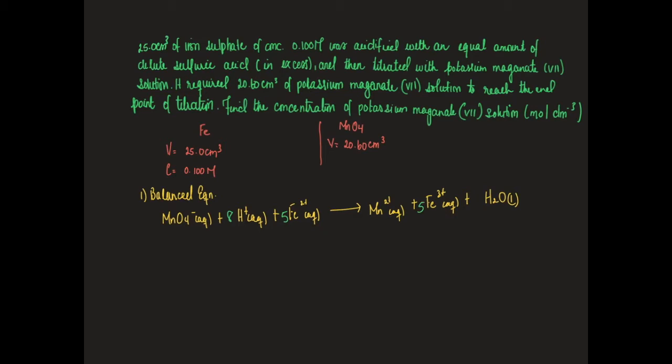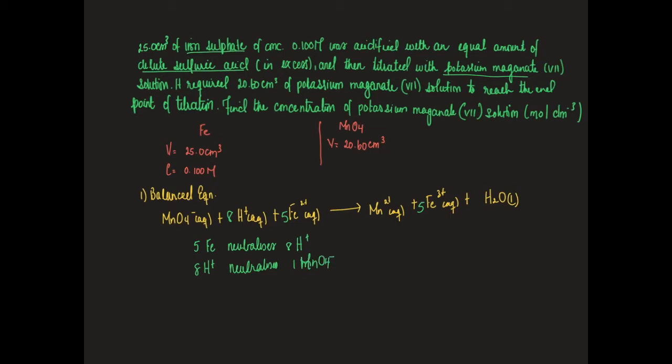If you look at the question above, you will see that the iron sulfate reacted with the dilute sulfuric acid, and the dilute sulfuric acid then reacted with the potassium manganate. So this says that 5 moles of the iron neutralizes 8 moles of the sulfuric acid, and the H here represents the sulfuric acid. The equation also tells you that 8 moles of the sulfuric acid is equal to 1 mole of the permanganate.